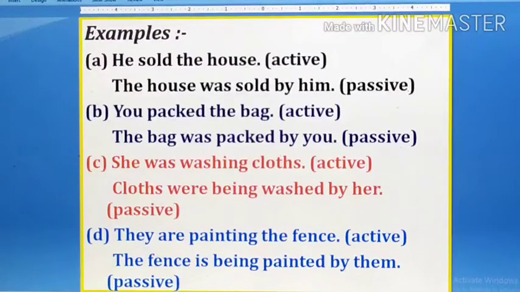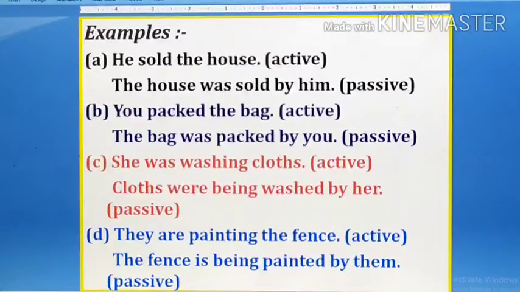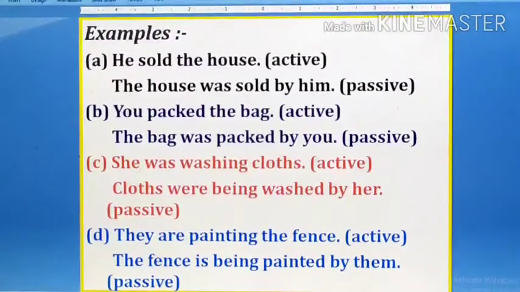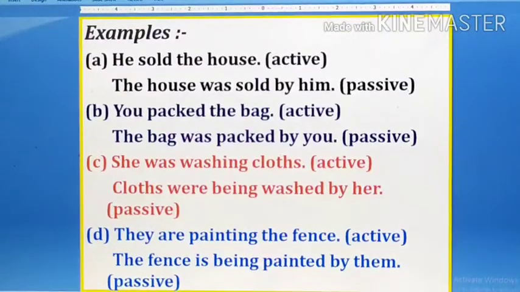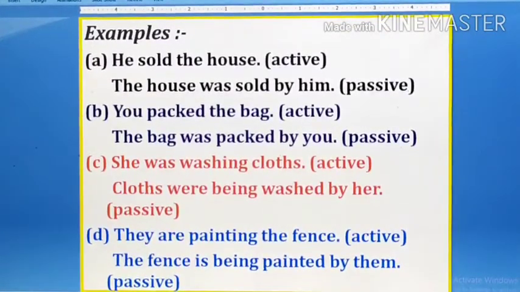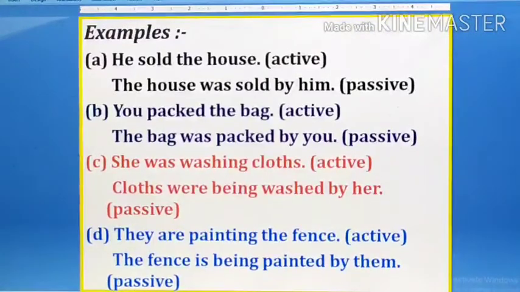How is it changed? The house, which was the object, becomes the subject, and for sold, which was the verb, one auxiliary verb is added here, was, and by is very compulsory in passive voice. By is added, and him, which was he, now becomes him in the passive voice. Similarly in the second also, you packed the bag. The bag was packed by you. I will tell you in the next slide how we change the subject, that is he, in the passive voice into him, then by is added, and how sold becomes was sold. We will discuss it in the next slide.